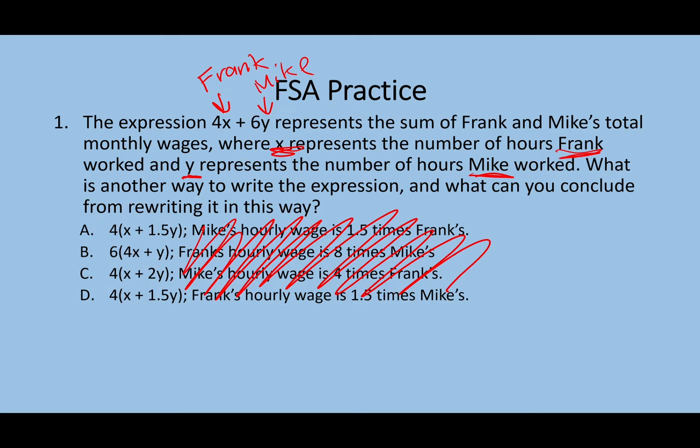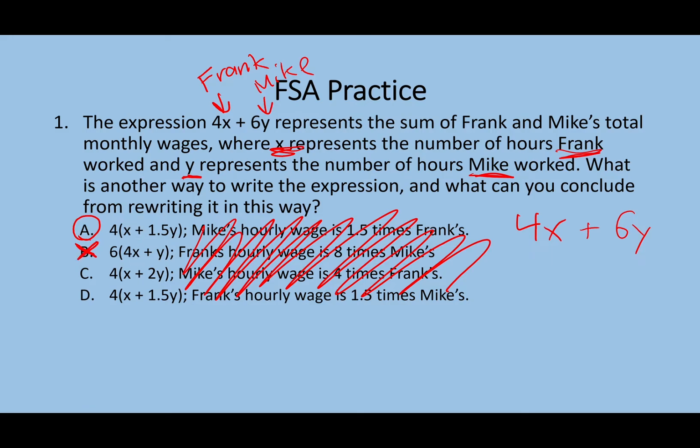I'm looking at A first. So, if I have 4 times x, that's going to be 4x, good. And then 4 times 1.5 is going to be 6, plus 6y. So it looks like A could be correct so far. Okay, let's go to B. Well, I know if I do 6 times 4, that's going to be 24x. Now, if I look up here, there's no 24x, there's a 4x. So it looks like B is wrong. I'm going to put an x through B.